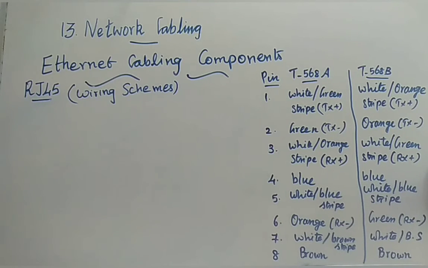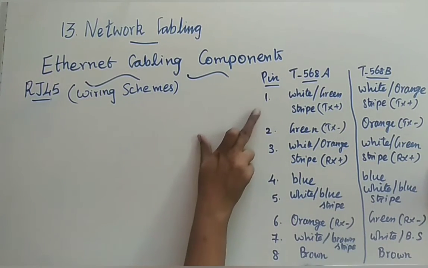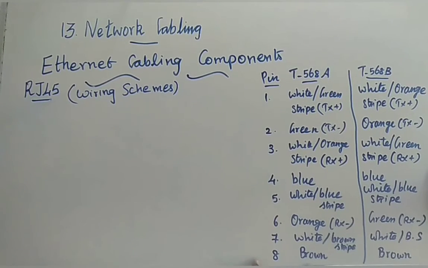And pin 5 has which color? White blue stripe. And the 6th pin? The wire you insert in the 6th pin will be green. The 7th is white brown stripe, and the 8th is brown. So in total it has 8 pins. These are the two methods by which you can do the wiring connection, which we saw in the connector and how to configure it. You have two schemes, that is, two methods.